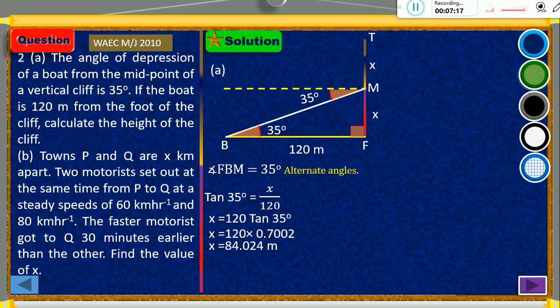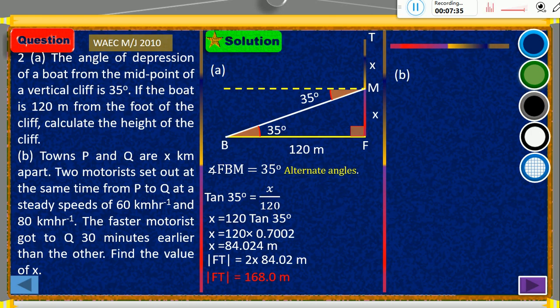But FT should be twice FM or MT. So FT is equal to 2 times 84.02 meters. FT is equal to 168.04 meters.